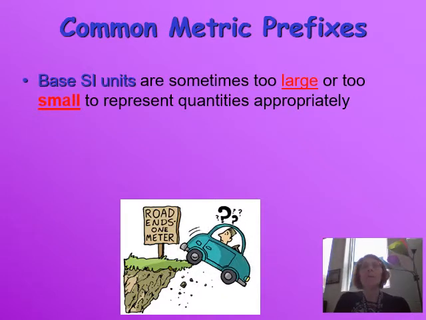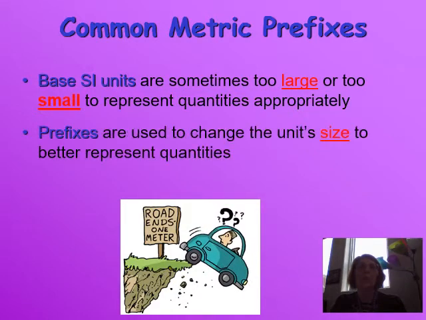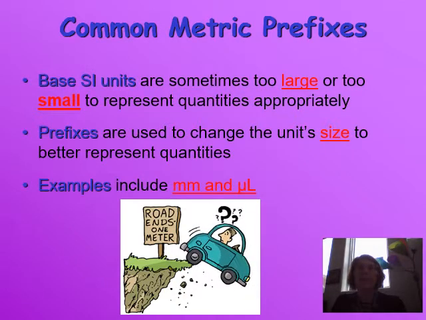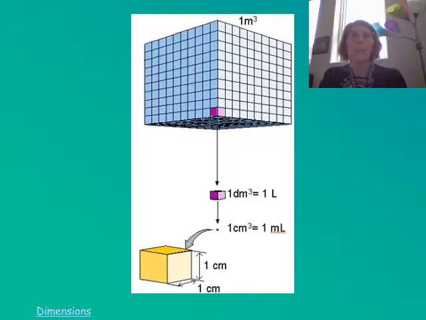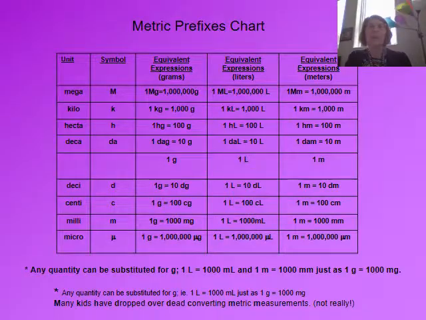SI units are sometimes too large or too small, so we use prefixes to tell us the size. Some examples include millimeters and microliters. That is the Greek letter mu. All right, we'll skip over this to the next one. This is page 24 in your worksheet packet.